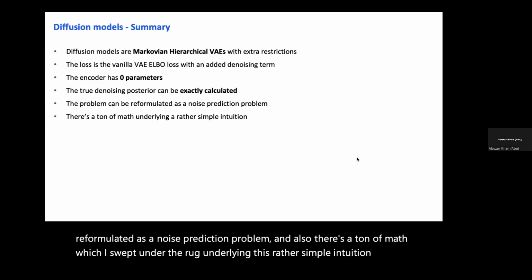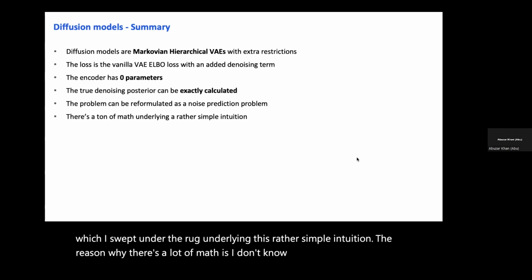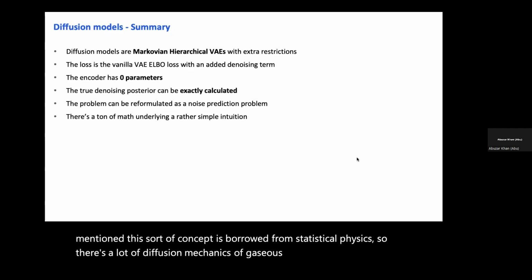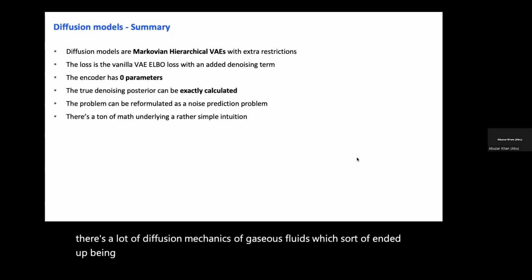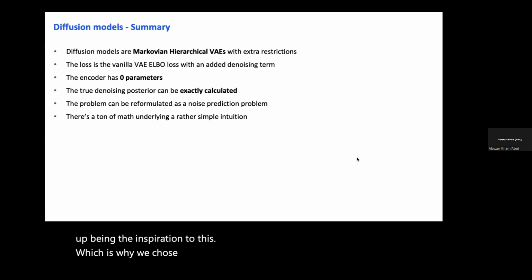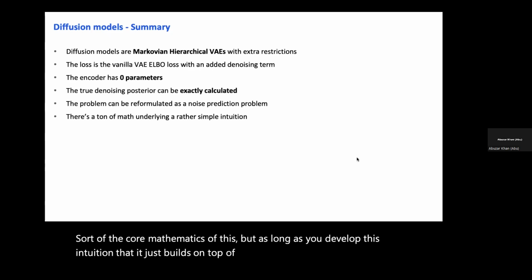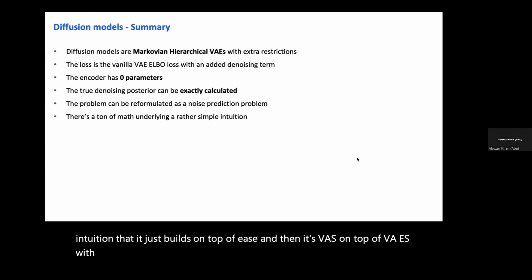And also there's a ton of math which I swept under the rug underlying this rather simple intuition. The reason why there's a lot of math, I don't know if I mentioned, is this concept is borrowed from statistical physics. There's a lot of diffusion mechanics of gaseous fluids, which ended up being the inspiration to this, which is why we chose not to dive very, very deep into the core mathematics of this. But as long as you develop this intuition that it just builds on top of VAEs, and it's VAEs on top of VAEs with some restrictions, we're all good.